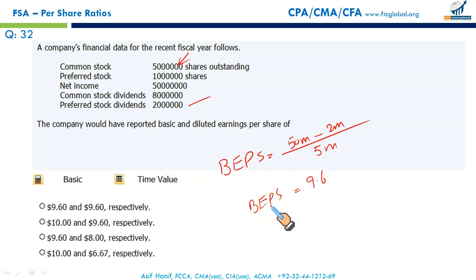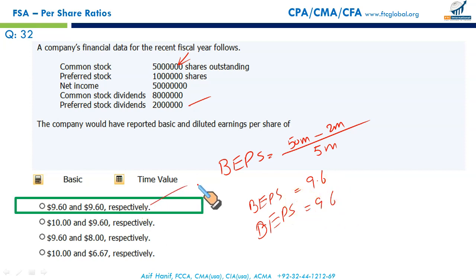And we do not have any information in this question that shows any security that is dilutive. We don't have any convertible preferred stock. We do not have any convertible bonds. Don't have any warrants and options. So your basic earnings per share and your diluted earnings per share, both are the same. That makes A the correct option.